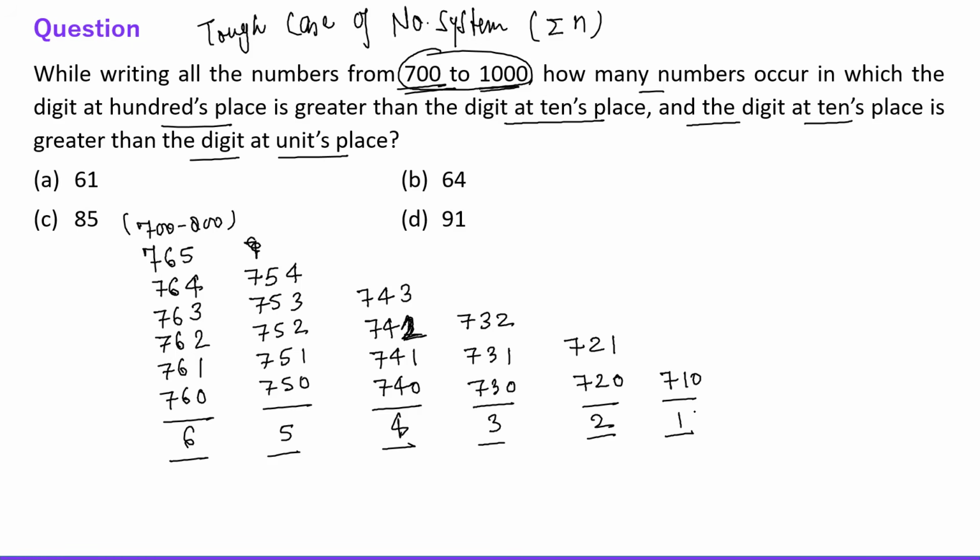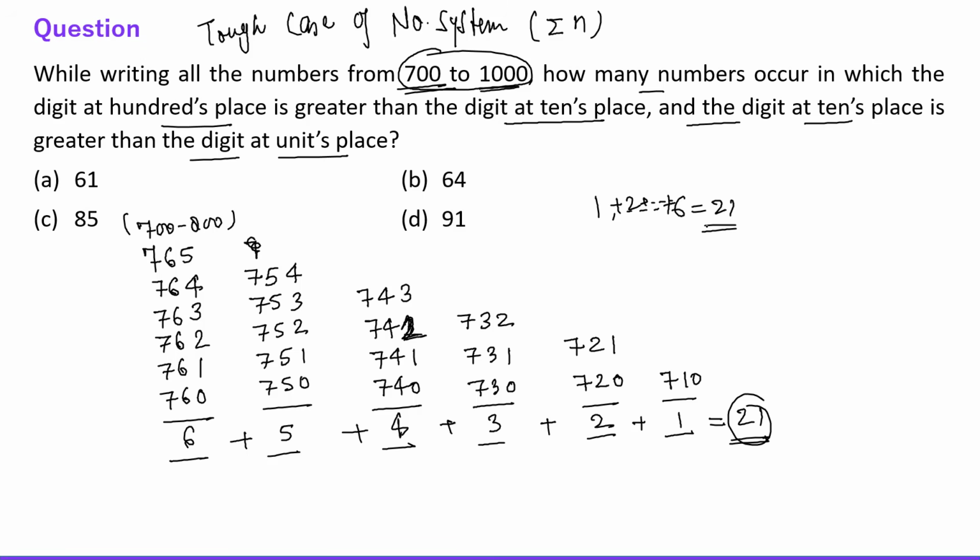Clear? So from 700 to 800, how many numbers are we getting? 6 plus 5 plus 4 plus 3 plus 2 plus 1. You just add all of them, you will be getting 21, right? So here from 1 to 6, 1 plus 2 plus 3 up to 6, we are getting 21 numbers here.